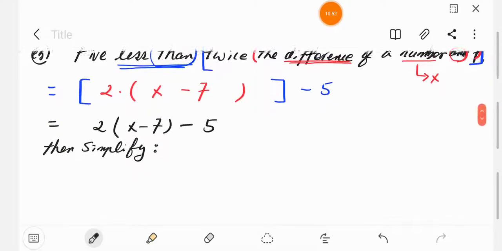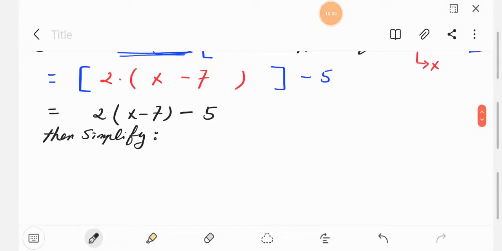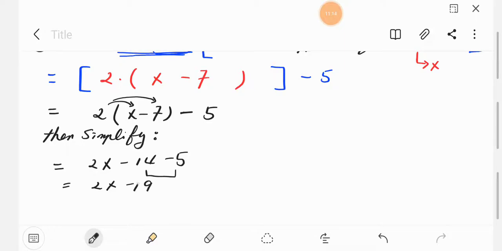Alright, before we do the example, let's simplify the expression. Then this will be equal to, use the distribution property, right? So 2 times x, 2 times negative 7, so negative 14 minus 5. Then 2x, these two are the like terms, constants, so negative 19. So this is the simplified form: 2x minus 19.